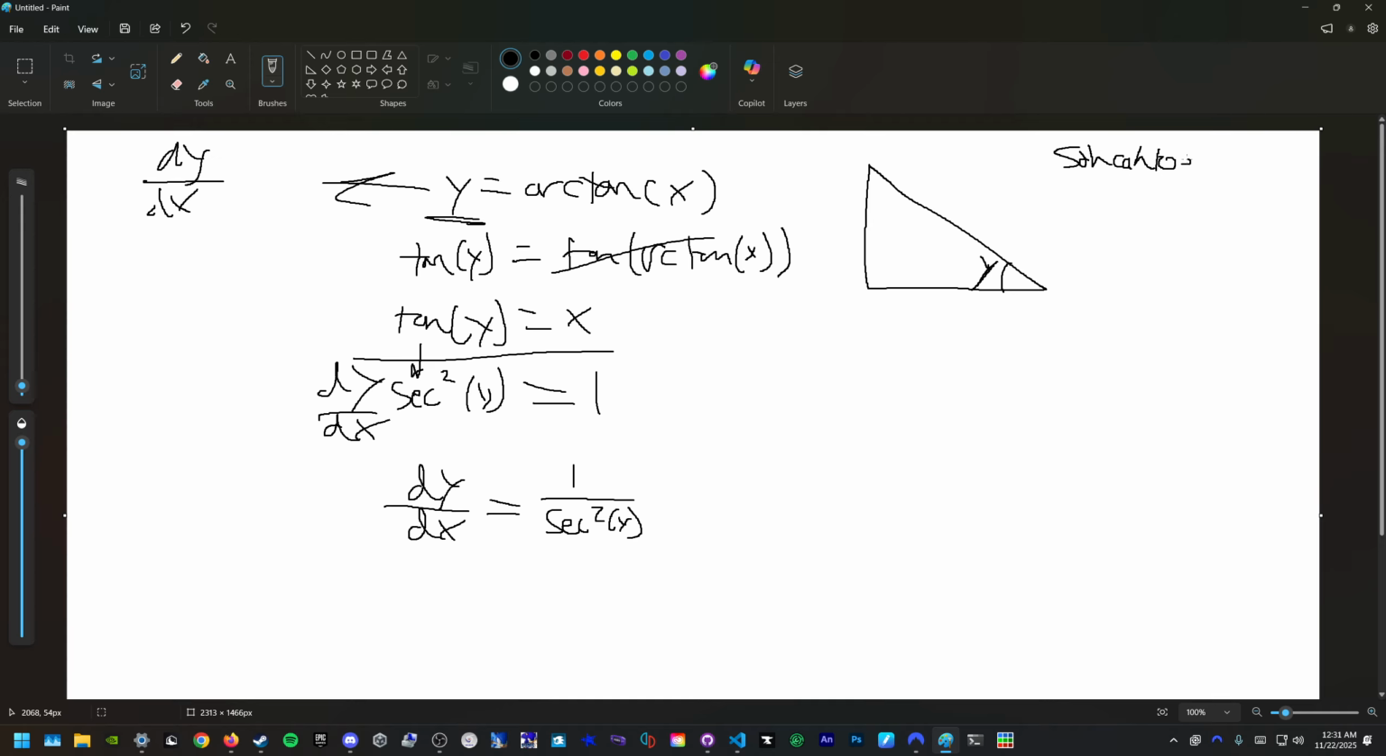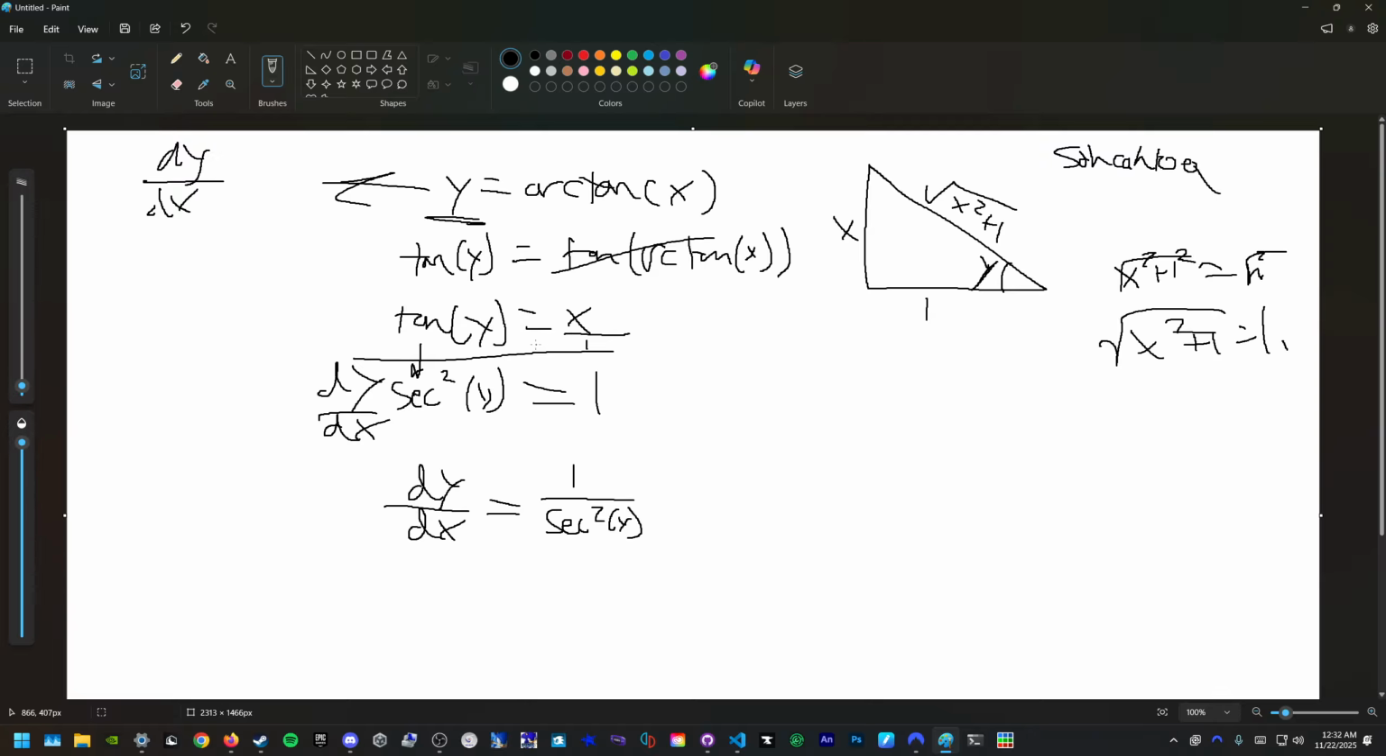We know the TOA method. The TOA method shows that if we have the tangent, then we have the opposite over the adjacent. So that means this is x over 1. The opposite would be x, and the adjacent would be 1. Then using the Pythagorean theorem, we square the two sides and get x squared plus 1, and the hypotenuse equals the square root of x squared plus 1.